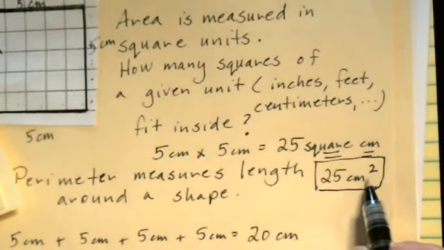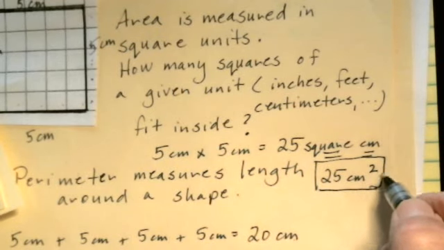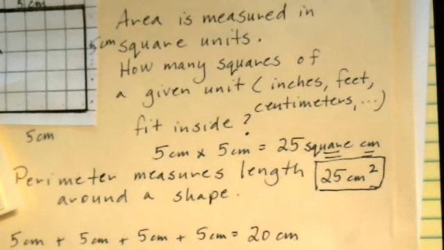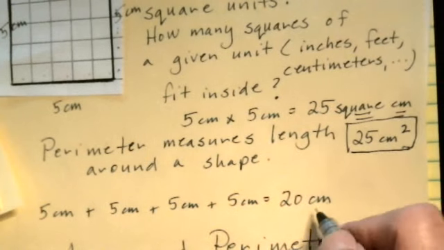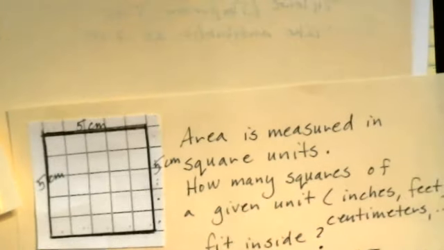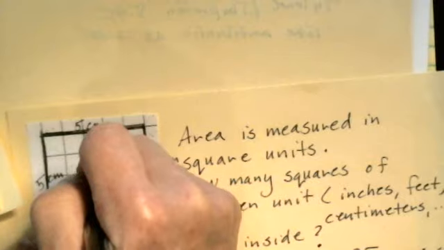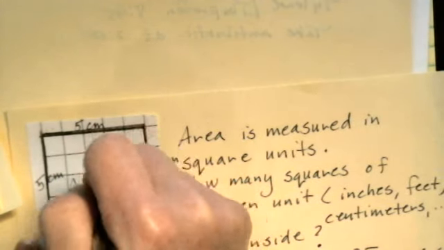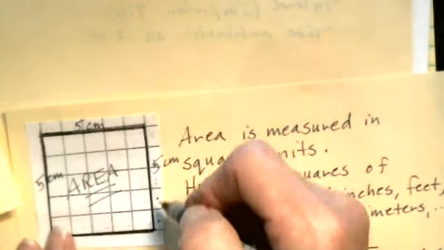Okay? Centimeters squared, or whatever the unit is, whether it's feet, inches, centimeters, you'd have to put the little 2 to show it's a square. When you do perimeter, you just put the unit, whether it's centimeters, feet, yards, meters, and that's the difference between area and perimeter. Remember, area is inside, perimeter is around.